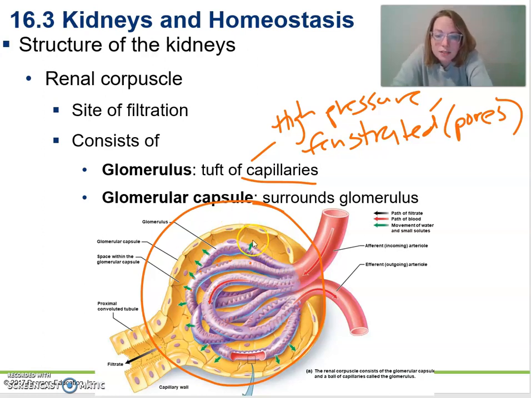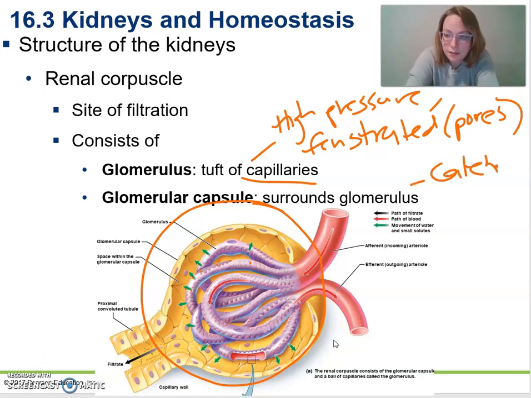And so then outside of the glomerulus, you've got this cup, the glomerular capsule, that helps catch the filtrate, and it's going to send it into the next part, the tube system. Catches filtrate.